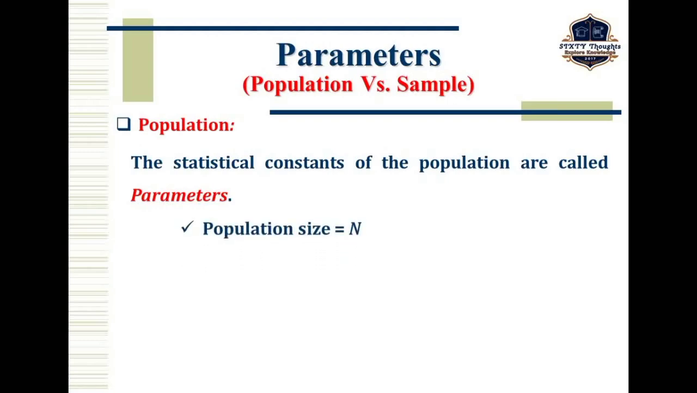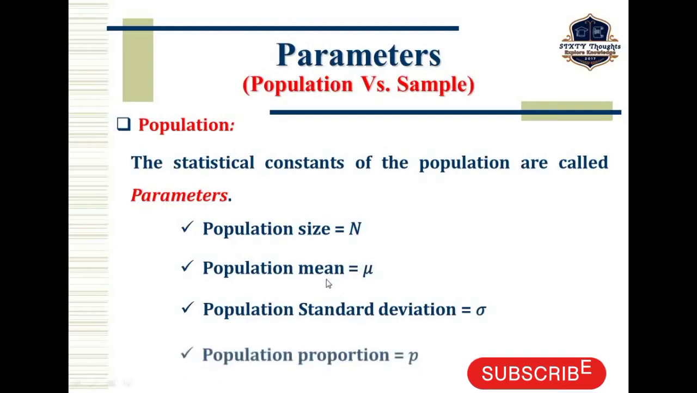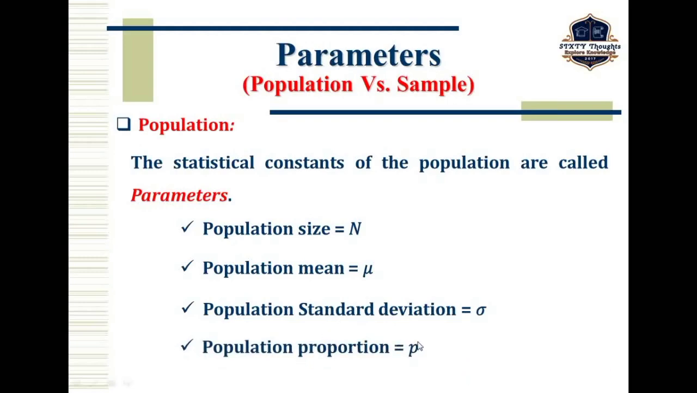One is population size. So population size we consider capital N. Second one, population mean, it is nothing but mu. Third one we consider population standard deviation, that is nothing but sigma. And fourth one, we consider population proportion, that is equal to small p.